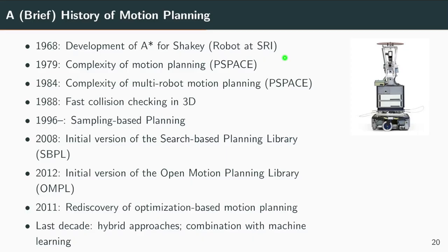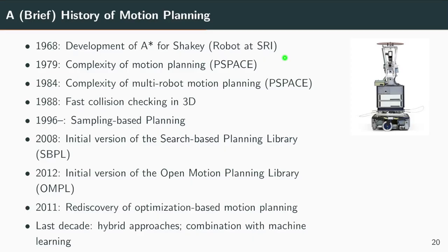And then collision checking came out in '88. I believe also more in the gaming sequence. And then the sampling-based planning, which we discuss at some length, was originally invented in '96. So about a decade before this book was written. And of course, since then, a lot of things have happened.